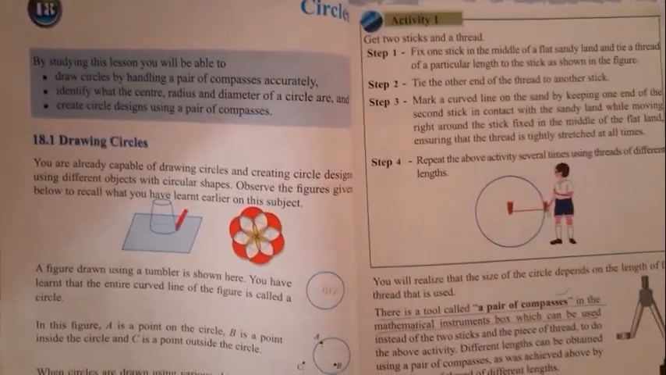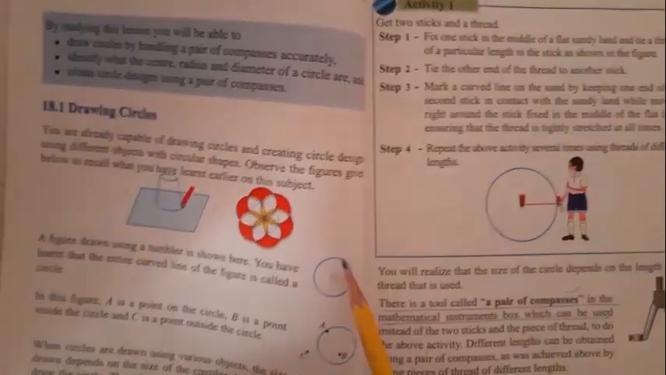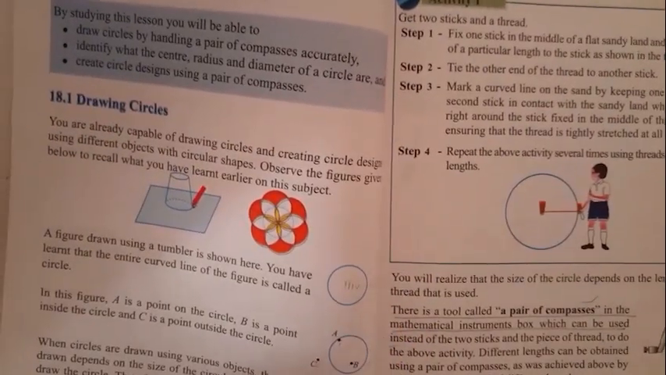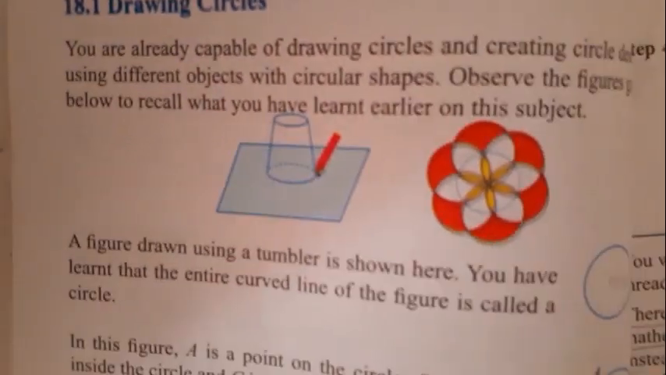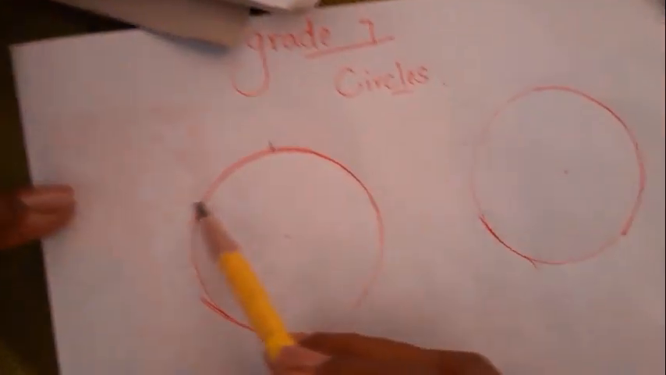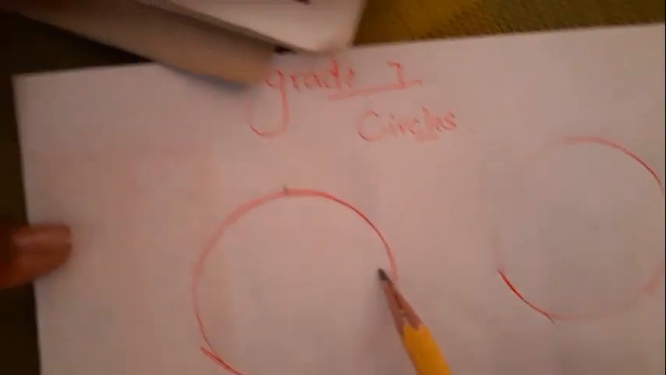Right, grade 7 students, I am going to explain the lesson on circles. We have learned about circles when you were in grade 6. Now you know what a circle is. You can see in the picture I have drawn a circle. If you start from here, the entire curved line of the figure is called a circle.